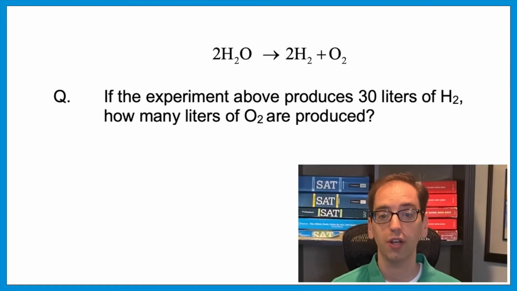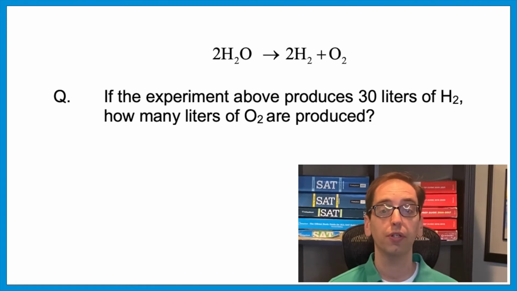Look at the coefficients on the right. We are producing 2 molecules of H2 for every 1 molecule of O2. That ratio always has to be 2 to 1. So if we are producing 30 liters of H2, we know that has to be double the amount of O2. So the answer is 15. That maintains our ratio of 2 hydrogen to 1 oxygen.